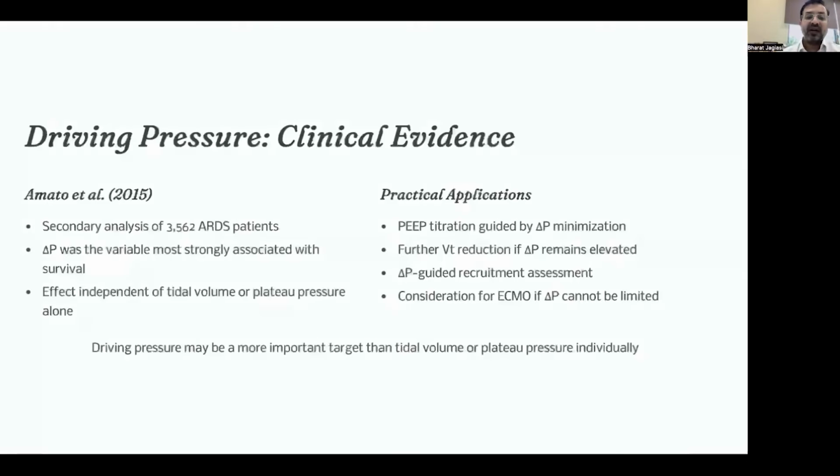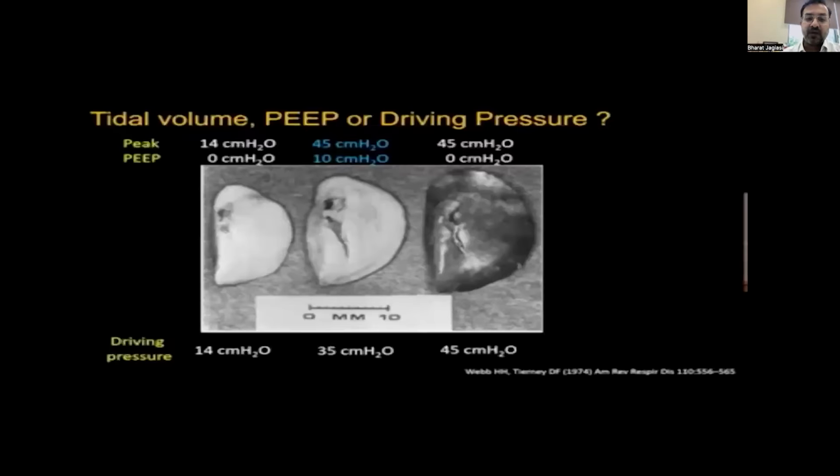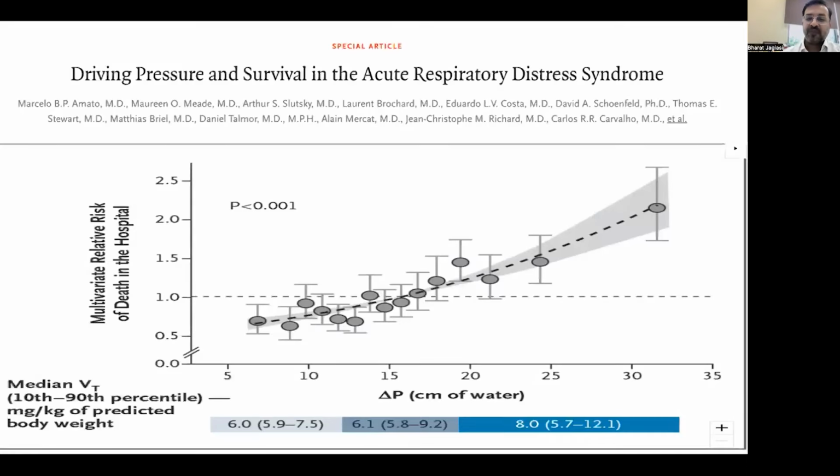So this is about the secondary analysis of the 3,000 patients, as we spoke. Delta pressure was the variable most strongly associated with survival, and it was effective independent of the tidal volume and the plateau pressure. And this is again the macroscopic view. You can see where the driving pressure was 14, 25, 35 and 45 centimeter of water, the lung damage goes up further and further. So once driving pressure goes beyond somewhere around 14 to 15, the mortality really shoots up. And this is why we tend to maintain driving pressure, whenever possible, less than 14 to 15.